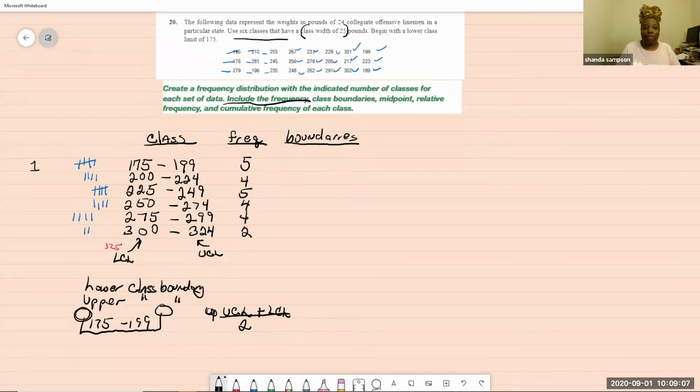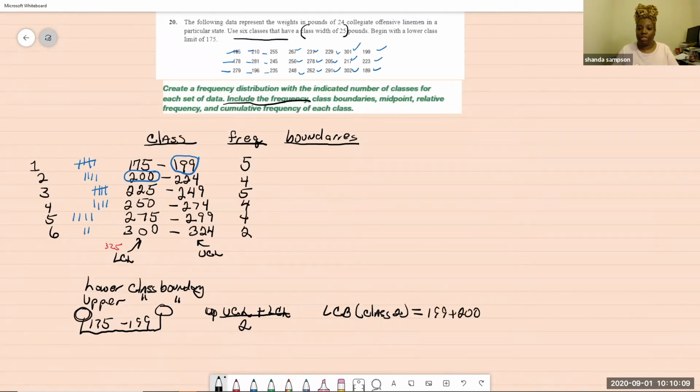If I label these classes 1 through 6, I'm actually going to start with class number 2, just to show you. If I wanted the lower class boundary for class 2, I would take the upper class limit and the next lower class limit, add them and divide by 2 to get the lower class boundary of class 2. So I'm going to take 199, add that to 200, and divide it by 2.